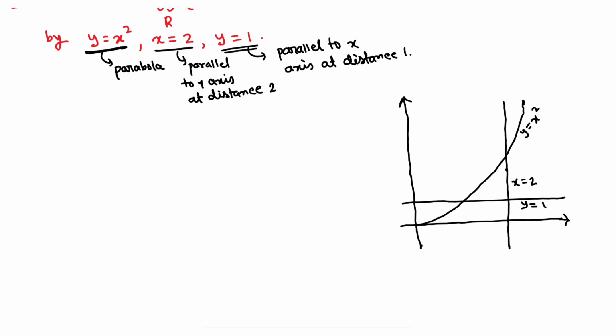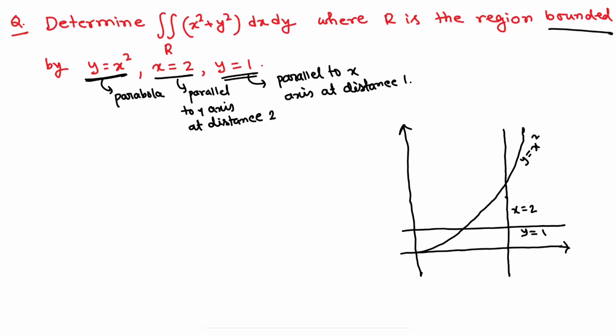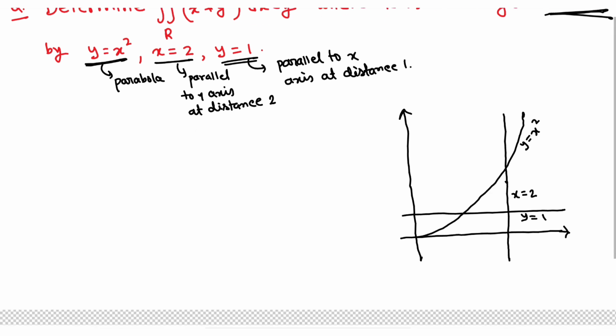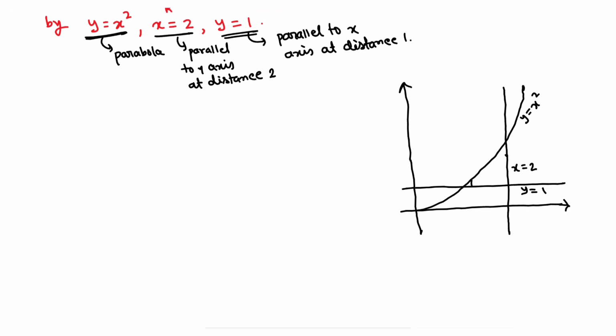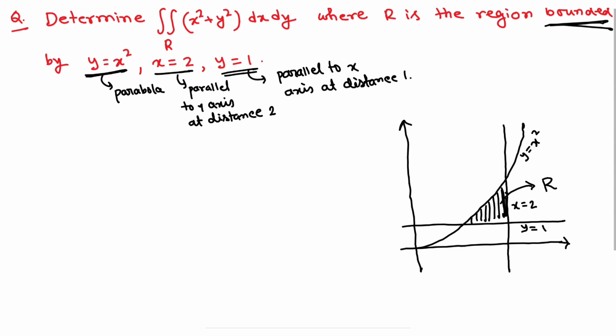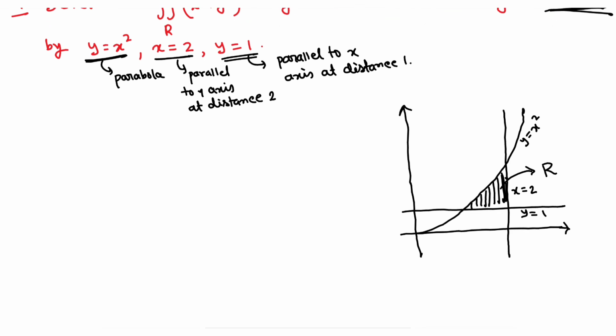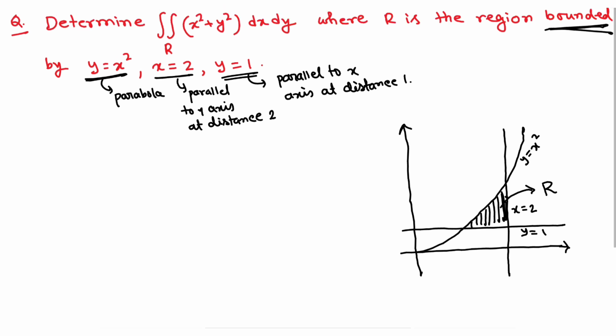Okay, so what is the closed region? Here it is given, the region bounded by these three curves. Bounded by means this region, this one. Okay, and this is your region R. Clear? Now you have to find out the integration in this region capital R. Okay, so let's start. Solution.